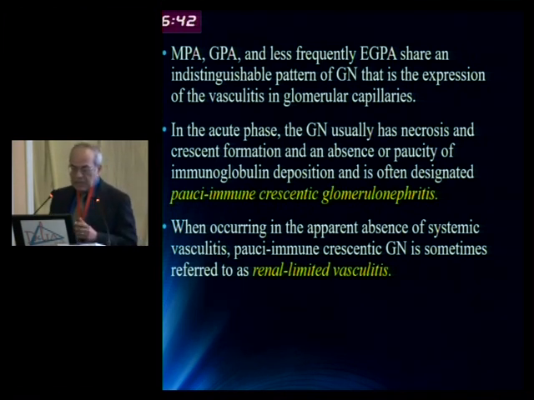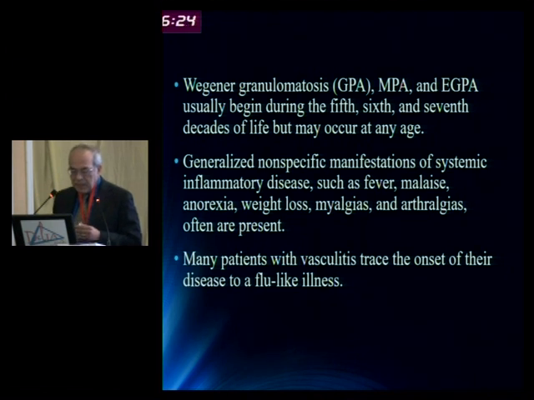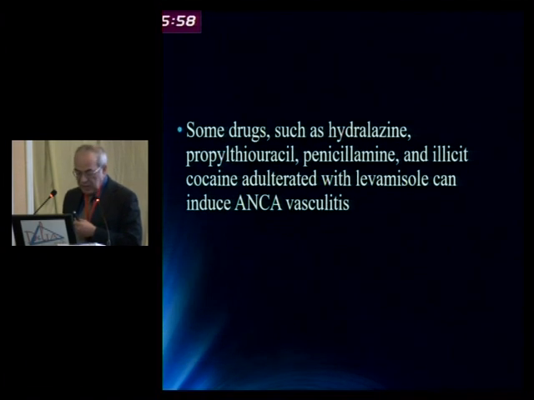The main characteristic of this lesion is pauci-immune crescentic glomerulonephritis, but sometimes there is no systemic manifestation and it is mainly renal, so we call it renal-limited vasculitis. Usually there are generalized manifestations of inflammation, such as fever, malaise, anorexia, weight loss, myalgia, and arthralgia. This can be present in any of the three main types of small vessel ANCA-associated vasculitis. Sometimes these syndromes follow an upper respiratory infection as a trigger. Sometimes drugs could be the initiating event, such as hydralazine, propylthiouracil, penicillamine, and cocaine adulterated with levamisole. These drugs can initiate vasculitis.